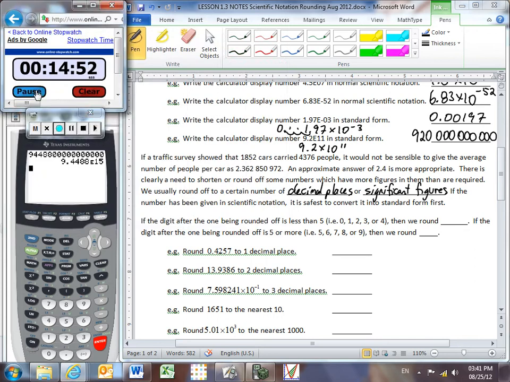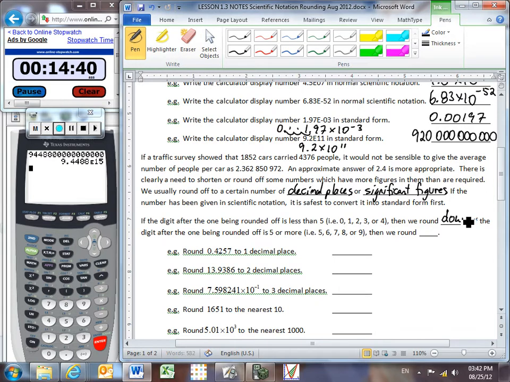So let's do a few examples of rounding. And we know that if the digit after the digit that we are rounding off to is less than 5, then we round down. And if the digit after the thing that we are rounding off to is a 5 or bigger, 5, 6, 7, 8, 9, then we know that we round up. So here we go.